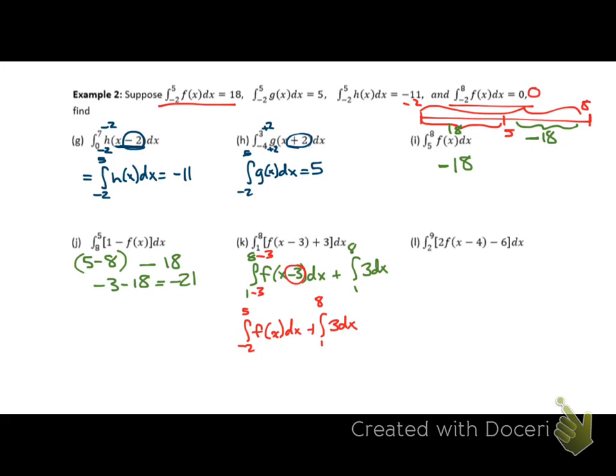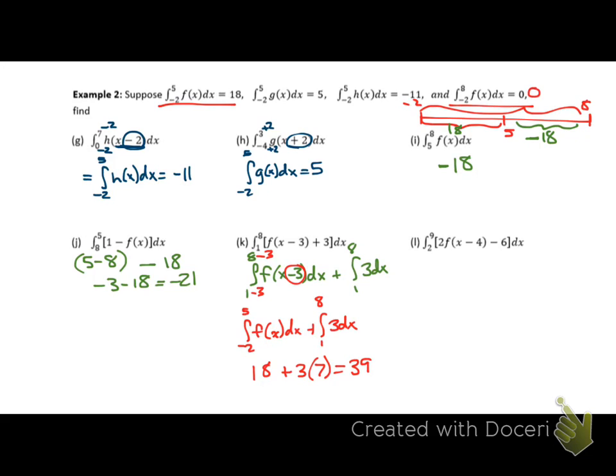That didn't change. So the integral from negative 2 to 5, according to our information that they gave us already, is 18 plus 3 times the difference. 8 minus 1 is 7. And 18 plus 3 times 7 is 39.